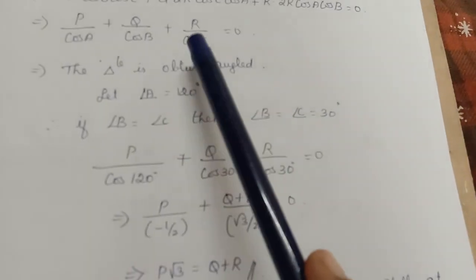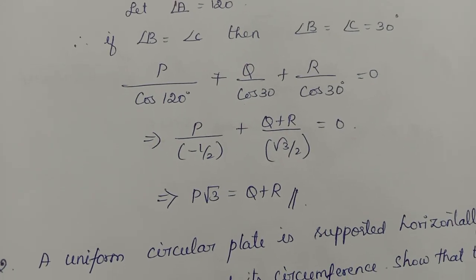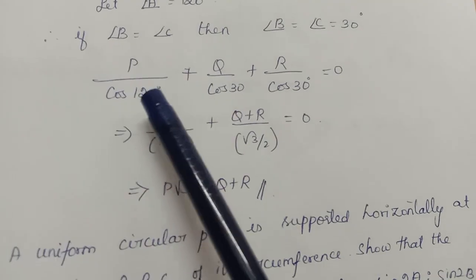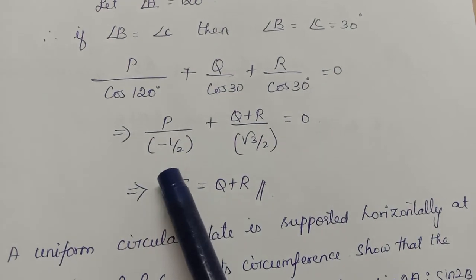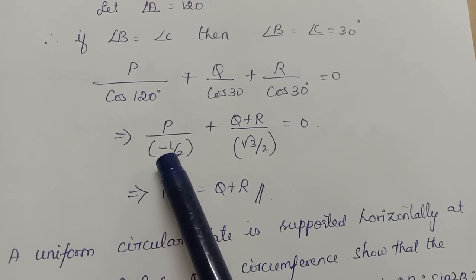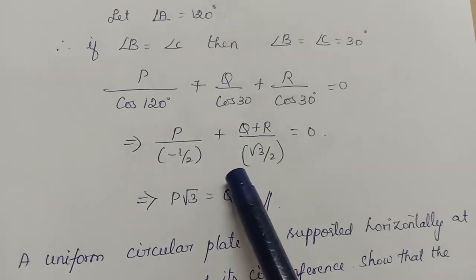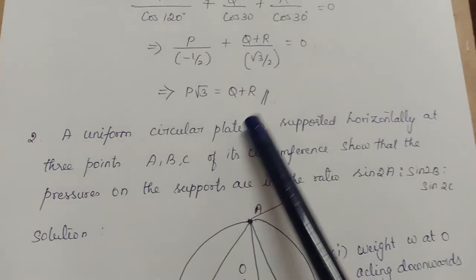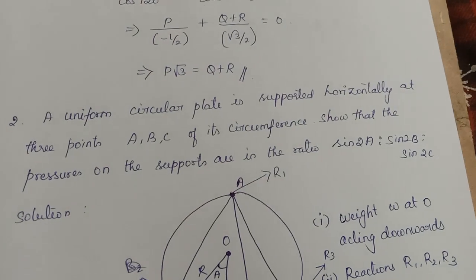So you substitute these values in this result. So P by cos 120 plus Q by cos 30 plus R by cos 30 equal to 0. So cos 120 is what? Cos of 90 plus 30, no? So it will be minus sin 30, so minus 1 by 2, plus Q plus R by cos 30, which is root 3 by 2, equal to 0. So by simplifying this result, we get Q plus R equal to P root 3.